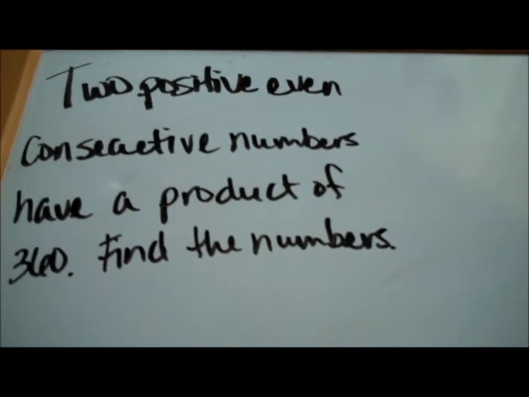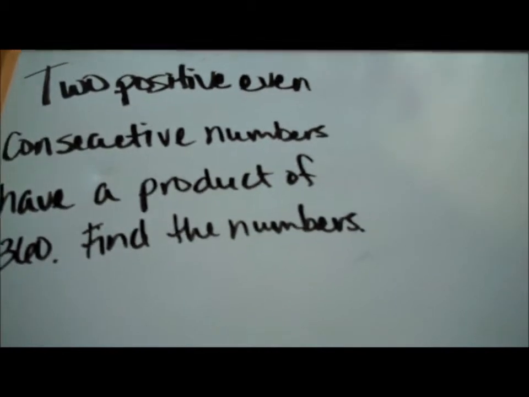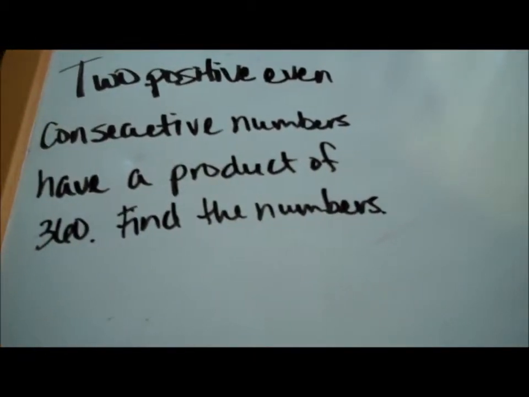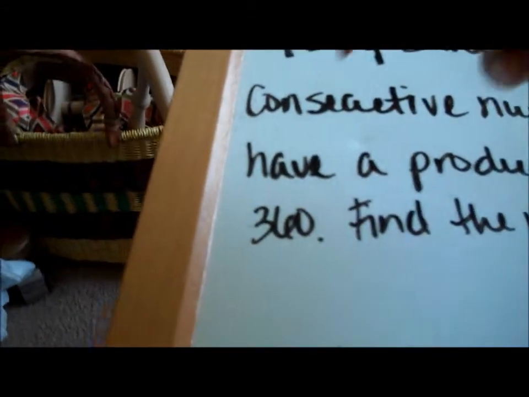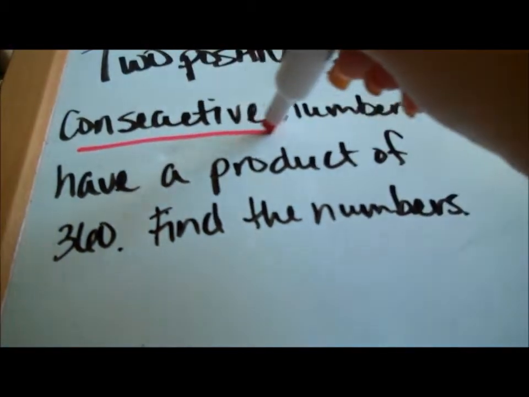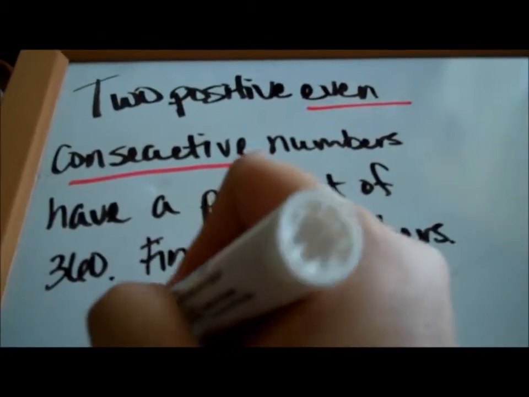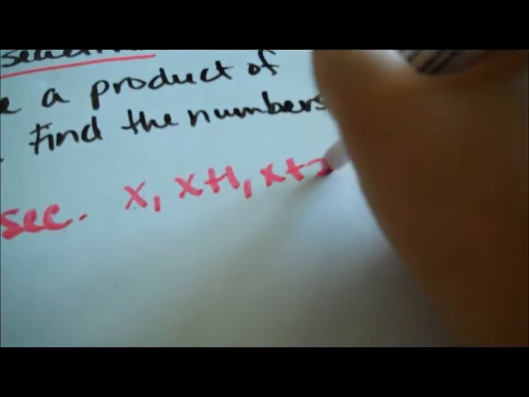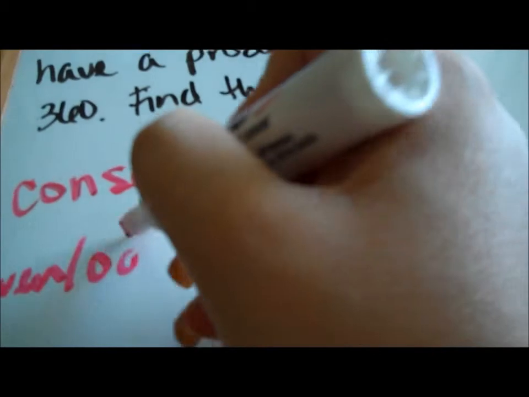Okay, the next problem says two positive even consecutive numbers have a product of 360. So two positive, we don't want any negative values, but we do want them even and consecutive. Now remember, if we have consecutive, that means we have x, x plus 1, x plus 2, and so forth.